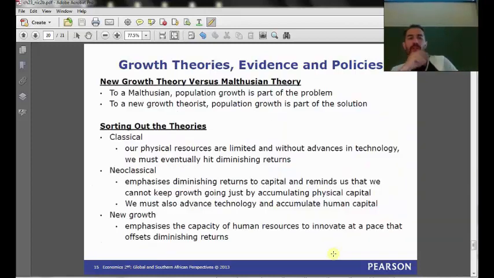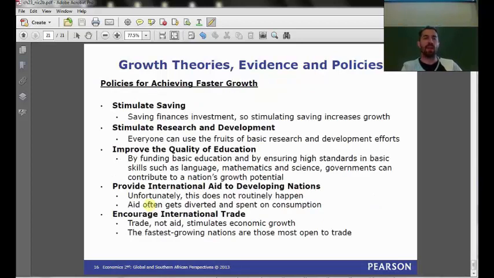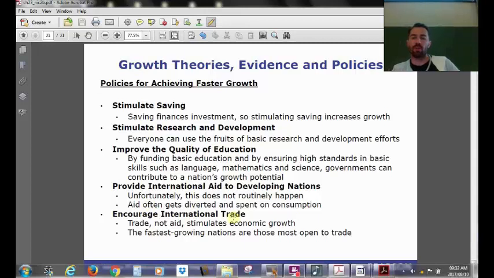So if we compare the new growth theory versus, say, Malthus's theory, well, to Malthus, population growth is part of the problem, whereas to the new growth theorist, it's part of the solution. The more people you have, the more ideas you have, the more innovative thinking you have, the more opportunity you have for technological advancement. And then we can give a summary of what these different theories focus on, and finally there's a discussion on how we might want to achieve faster growth.